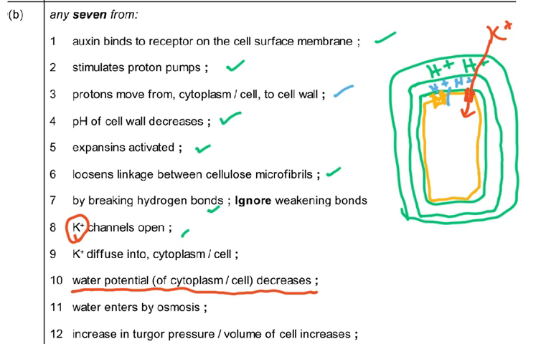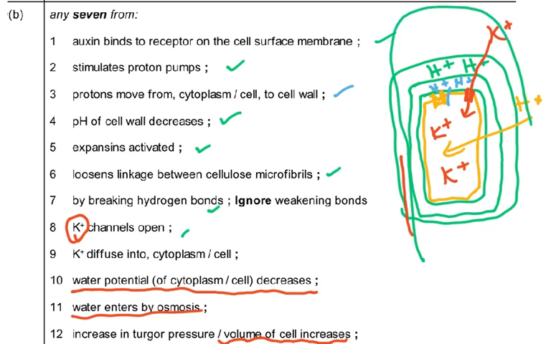So then of course what is going to happen? Water is going to enter by osmosis, because we suddenly have a lot of potassium inside the cytoplasm. Now, more solute in the cytoplasm means it will lower the water potential. So water potential of the cytoplasm decreases, water enters by osmosis, increase in turgor pressure or the volume of the cell increasing. So you see this cell, the cell is going to elongate. Then there's going to be cell elongation.